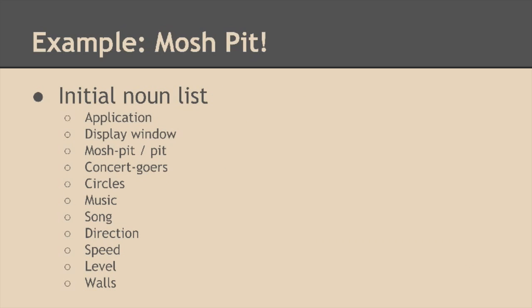So here's a noun list from the problem statement. We have application, display window, mosh pit or just pit, concert goers, circles, music, song, direction, speed, level, and walls. Now it turns out that many of those are actually synonyms for the same concept. So let's consolidate and shrink that list down by rolling together all the things that actually mean the same thing.